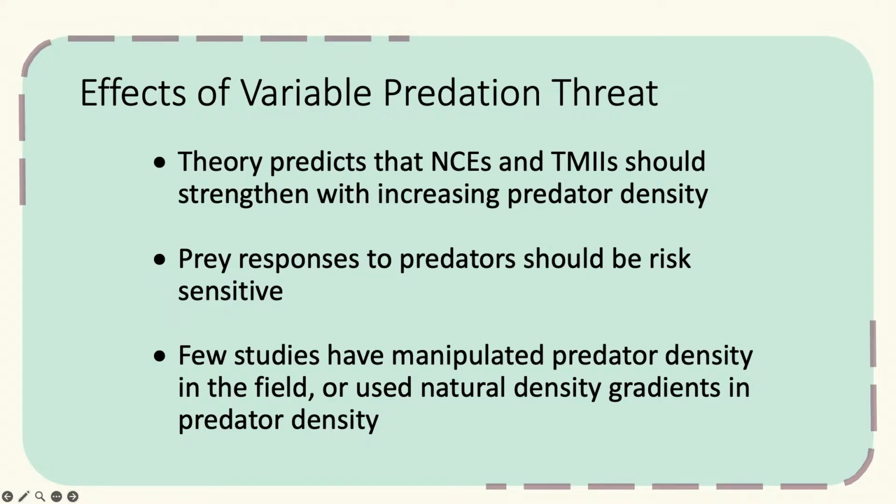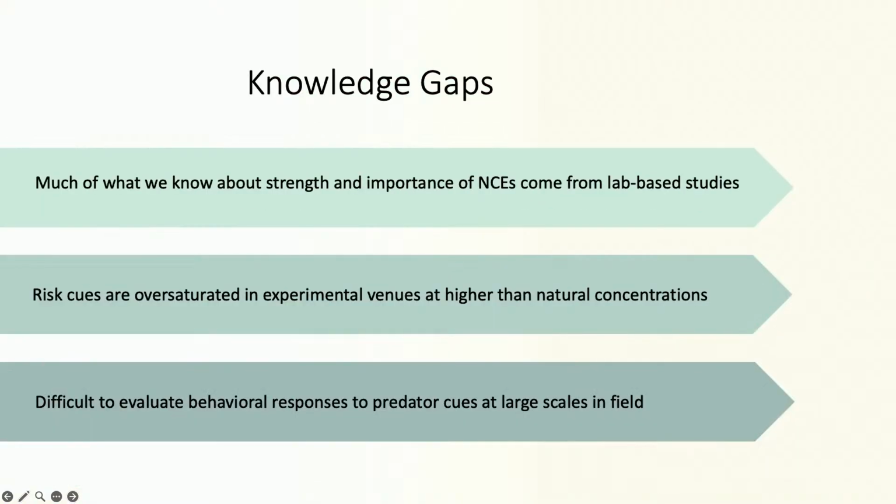But even though we have lots of great research on these non-consumptive effects, there's very few studies that have actually manipulated predator density in the field in a realistic way, or have used natural predator density gradients as a way to assess this theoretical prediction about the strength of non-consumptive effects. Not only that, but a lot of what we know about the strength and importance of non-consumptive effects in ecological systems actually comes from laboratory-based studies, with a few notable exceptions.